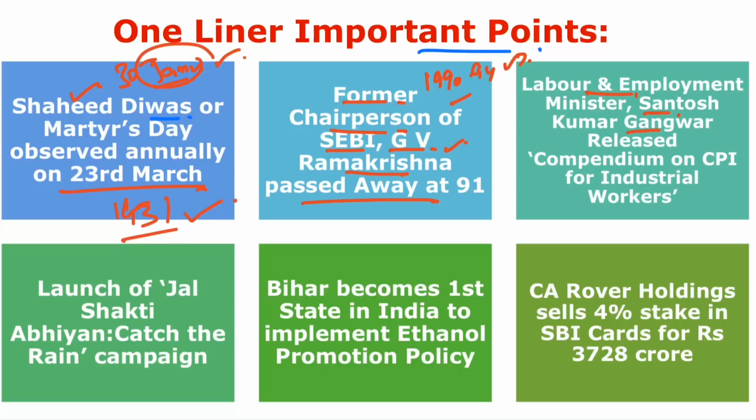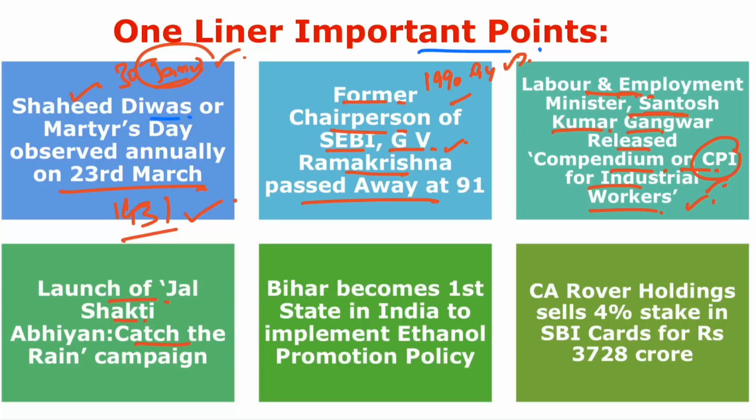Next, Labour and Employment Minister Santosh Kumar Gangwar released a compendium on the CPI for industrial workers. So it is the Consumer Price Index, especially for the industrial workers. There are so many types of the Consumer Price Index, like industrial workers, unorganized laborers, agricultural workers. You have to just remember the labor minister's name, that is Santosh Kumar Gangwar.